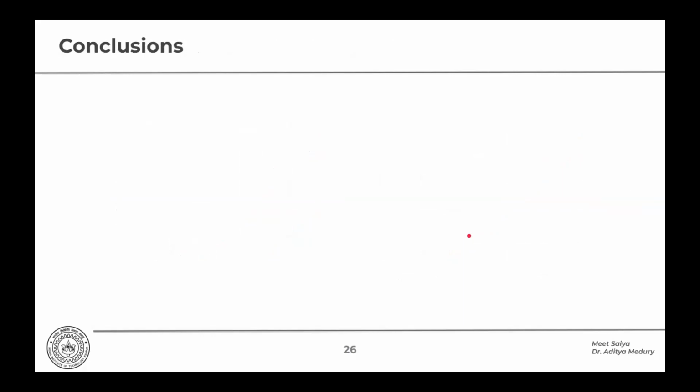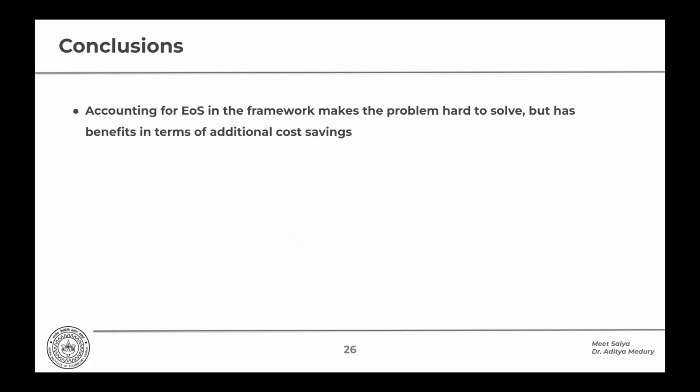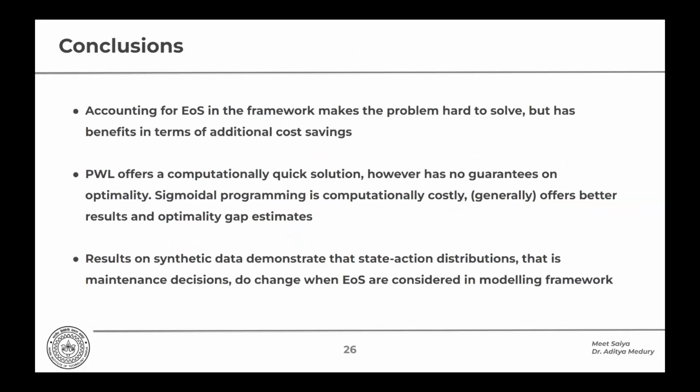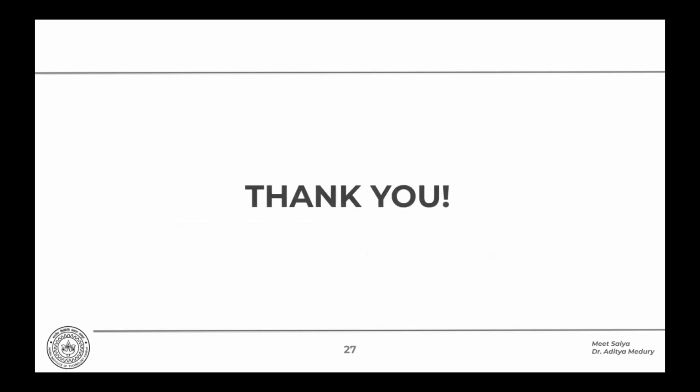So, conclusions. Accounting for economies of scale, the problem actually becomes hard because it's a non-convex optimization problem, but it's worth solving because we see some additional benefits in terms of cost. Piecewise linear offers a quick solution, but since we are solving an approximate problem, there is no guarantee of optimality for the original problem. Sigmoidal programming is computationally very difficult to solve, but we get some estimates on the optimality gap. Results on synthetic data demonstrate that the state action distribution changes and the maintenance costs come down. Yeah, thank you.